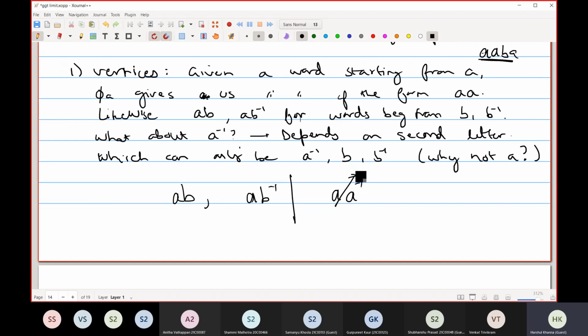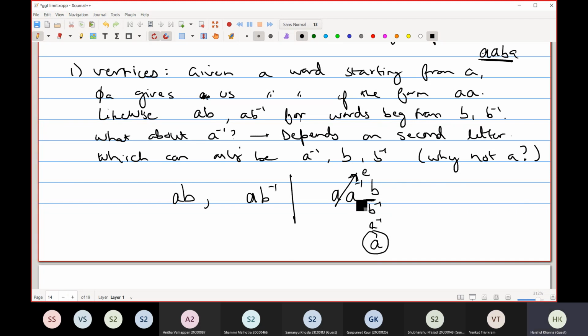Right. So this A inverse cancels out to the identity element, and whatever remains in the second letter is your first letter now. So suppose this was B, then this will be B, then B inverse, A inverse. But the second letter cannot be A. Why? Why can this second letter not be A?